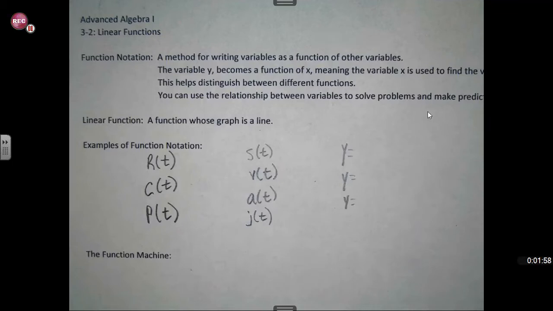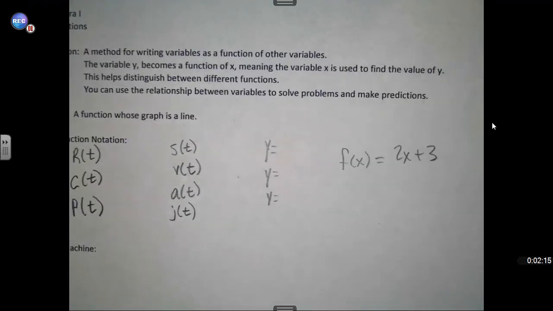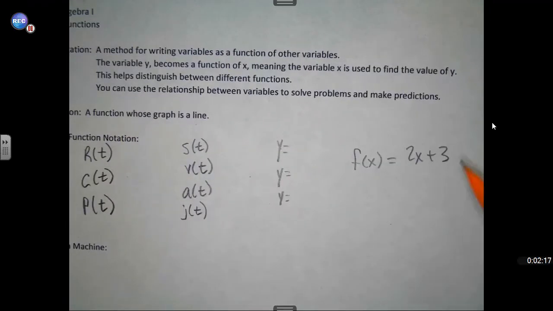But what does f of x really mean? It means that that's the other variable. So f of x equals 2x plus 3, because we're going to focus on linear functions. That's what we know right now. This is just the same as y equals 2x plus 3, and we know the y-intercept is 3 and the slope of that line is 2.